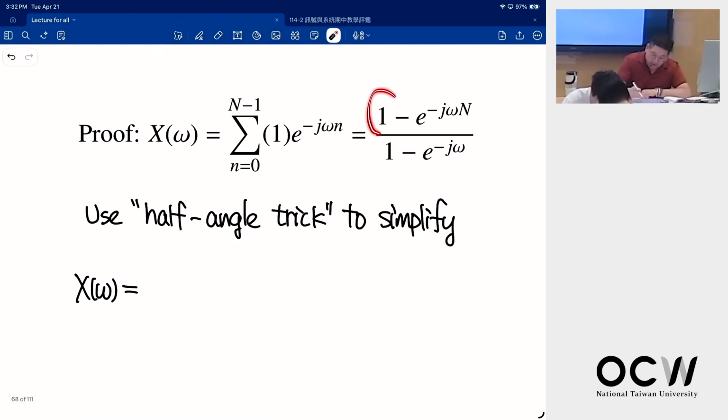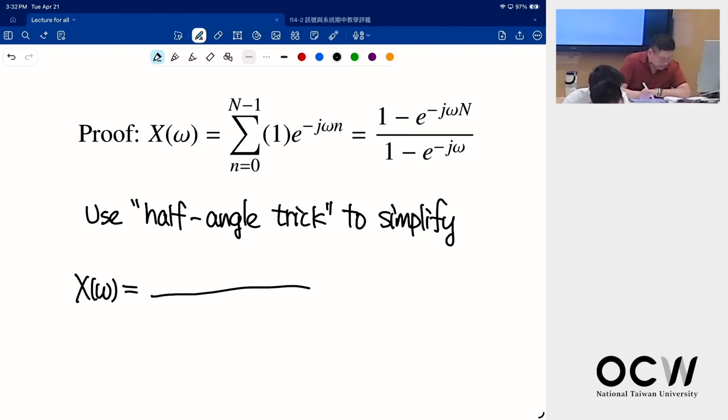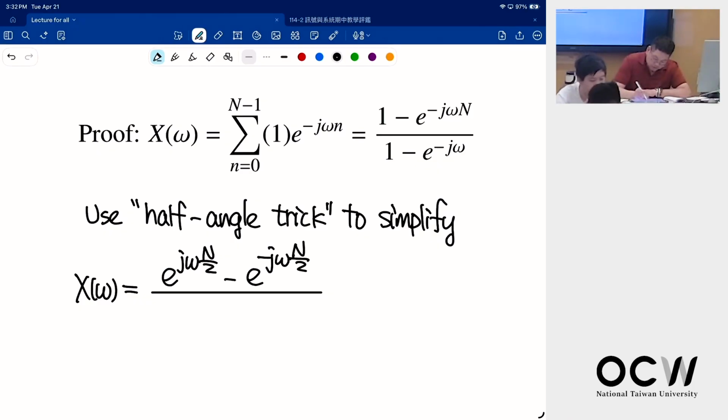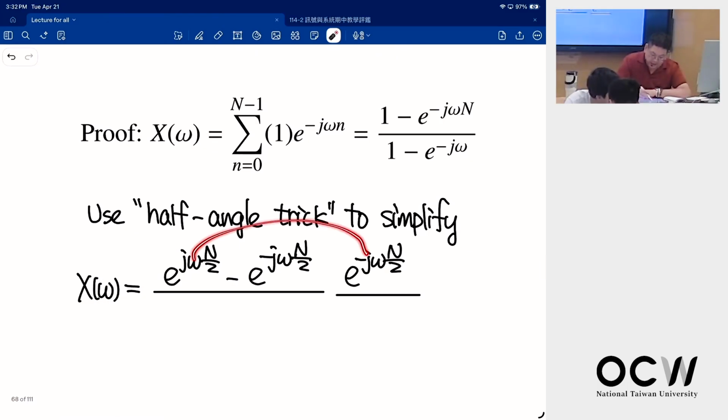This is 1 minus e to the minus j omega capital N. We can think of this as e to the j omega N over 2 minus e to the minus j omega N over 2. So I need to times e to the minus j omega N over 2 back. So in this case, this will be 1, and here will be e to the minus j omega N over 2.